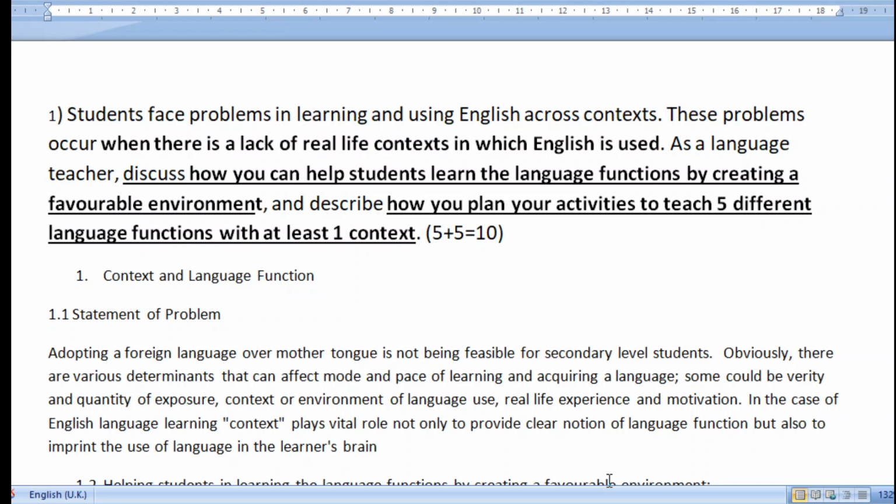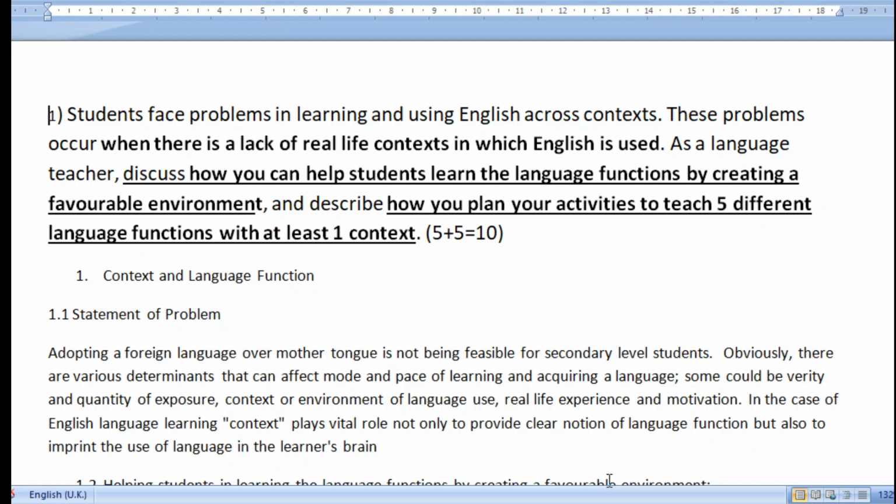You may have different or your own style of writing answers, but my suggestion is start with a certain title. That titles you can take from the questions as well. So look at here, context and language functions. These questions are related with context and language functions. So I have given the title context and language functions. So this is the number 1, that is the broad title or the statement of the problem.